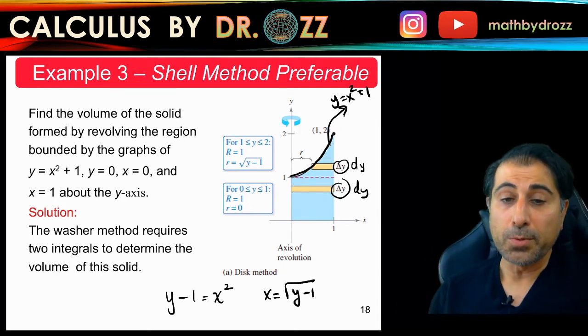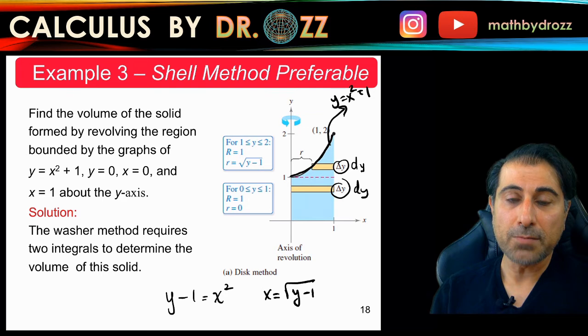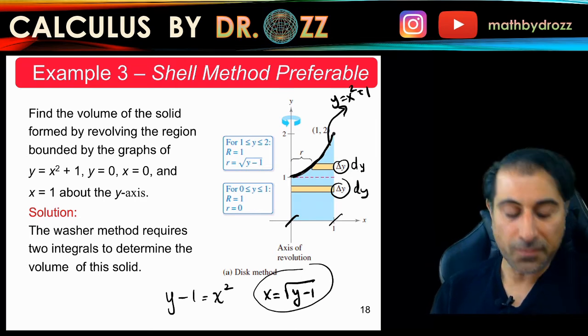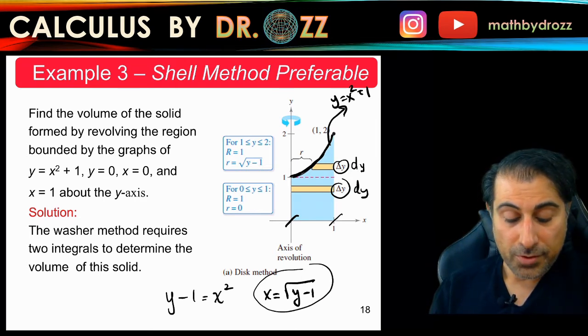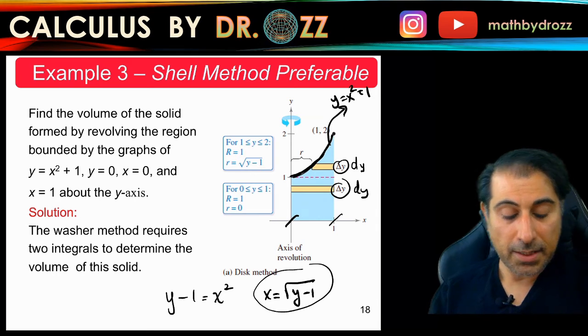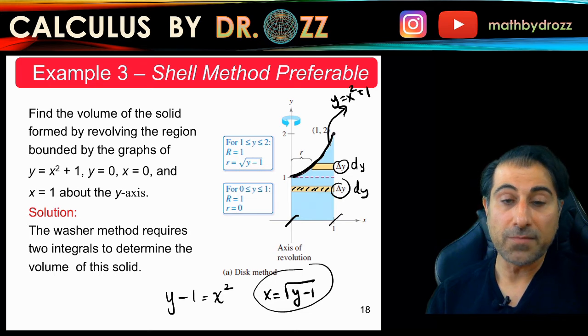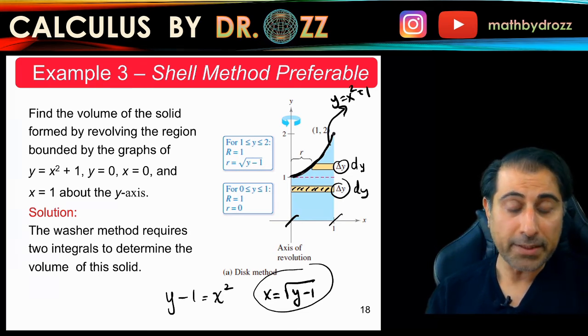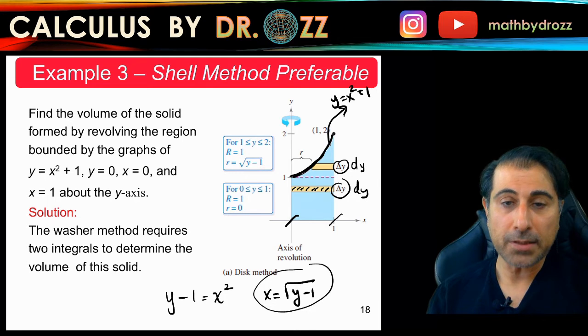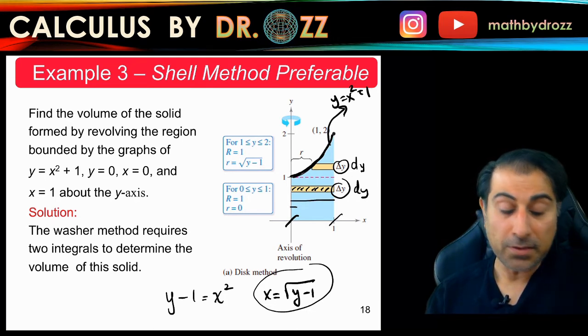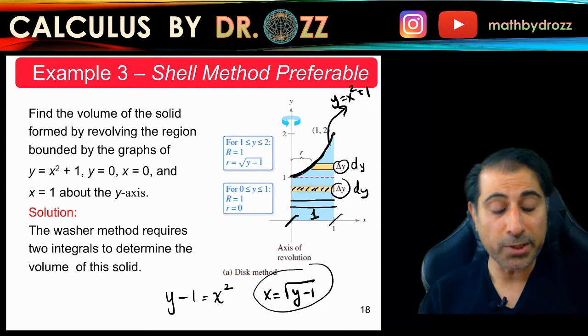Okay, normally you have plus minus y minus 1, but the minus version is not needed because x's within this region are positive, so we get the positive version of this function. Okay, so then again we need inner and outer radii, but for the second region, any rectangle you pick, you're going to use only the disk method, not the washer method, because the length is always 1, no matter what rectangle you pick.